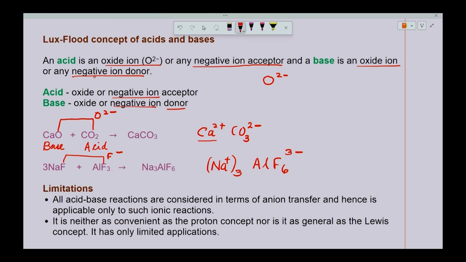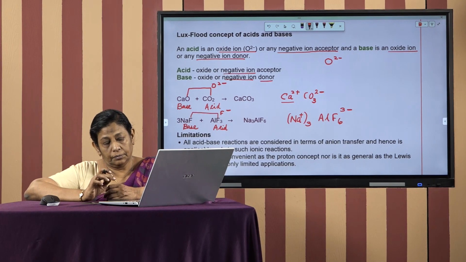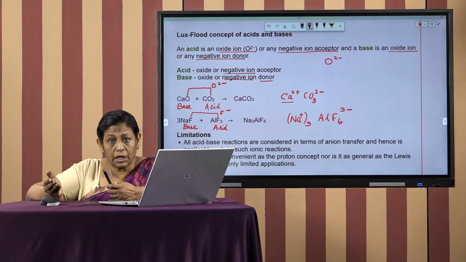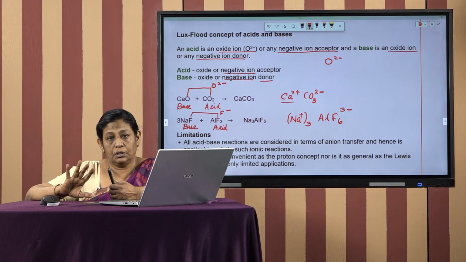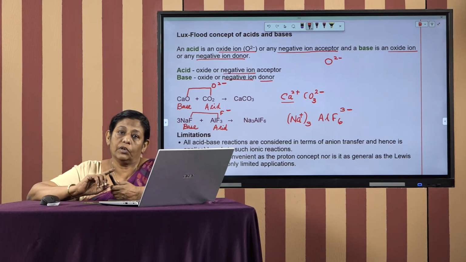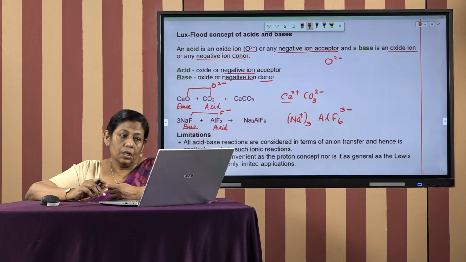Got it? So negative ion acceptor, who accepted it? Aluminum fluoride, and therefore that is an acid. Sodium fluoride donates it, and therefore sodium fluoride is acting as a base. Hope it is clear. So it can be either an oxide ion donation or acceptance, or any negative ion being donated or accepted. In both cases you can classify whether it is an acid or a base.